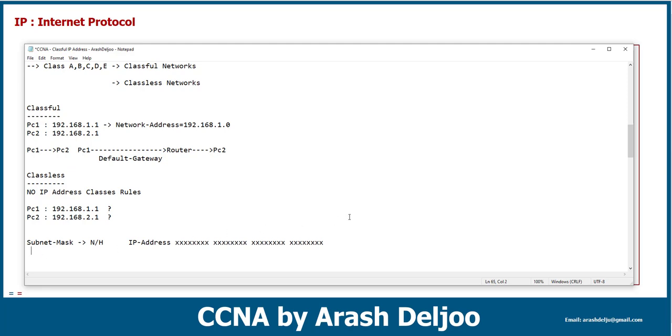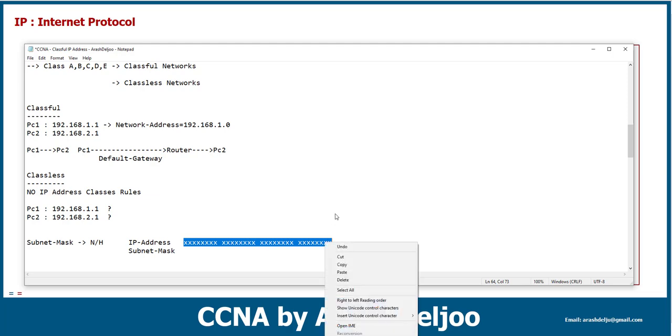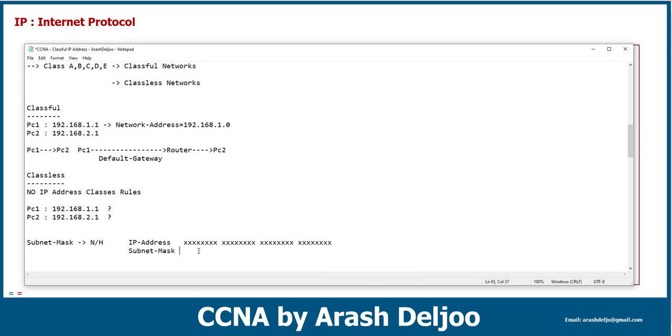Subnet mask has exactly the same number of bits, the same bit length. Subnet mask, I will talk about this. Don't worry about the details. You will learn all of the details about the subnet mask. We are using the subnet mask and we are writing the subnet mask with the IP address. Subnet mask is talking about the IP address.